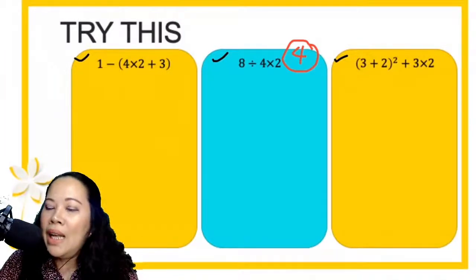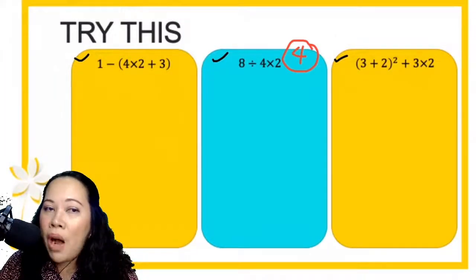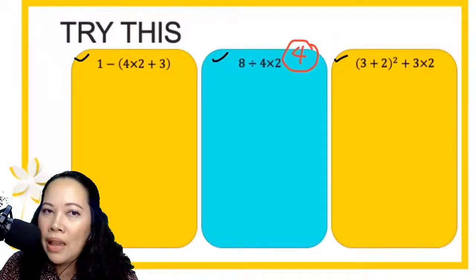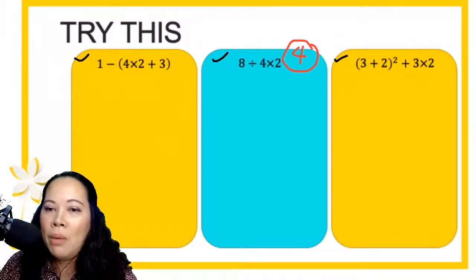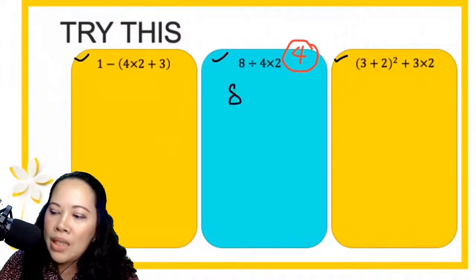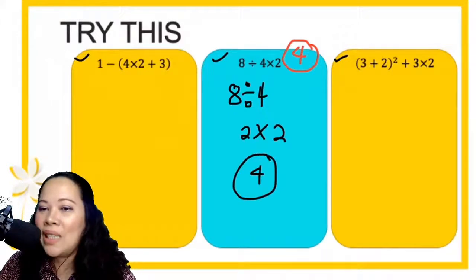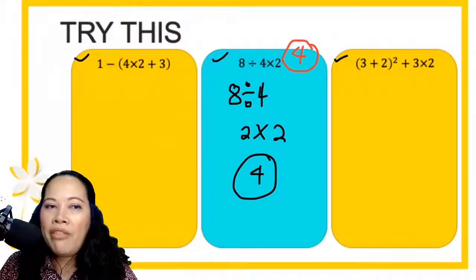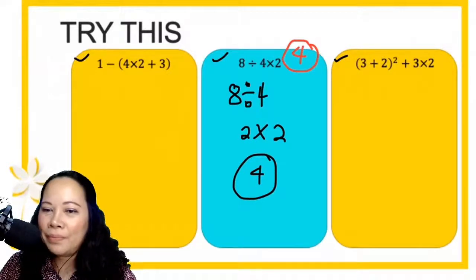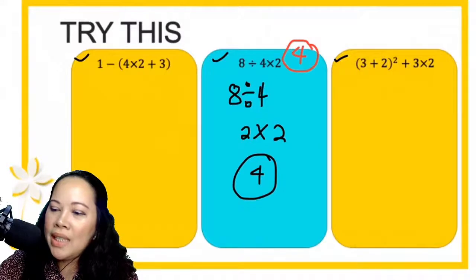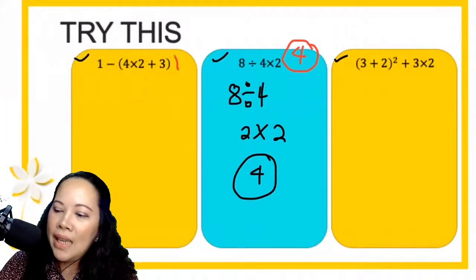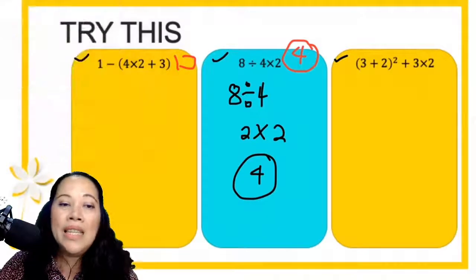So again, since it's the same level of precedence, division and multiplication, all we need to do is 8 divided by 4, which would be 2, and then times 2 will be 4. So that is correct. That's right. Number 1 is, what's number 1? 10. Okay, let's check if it is indeed 10.